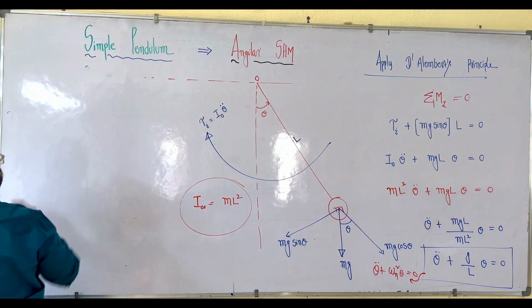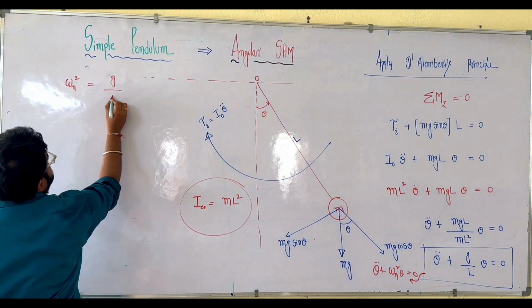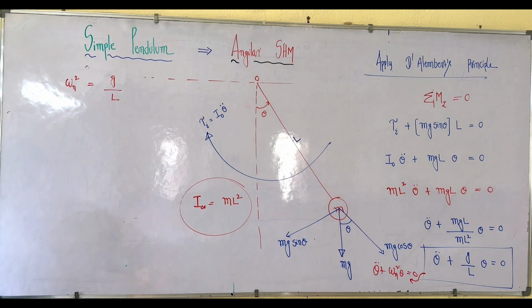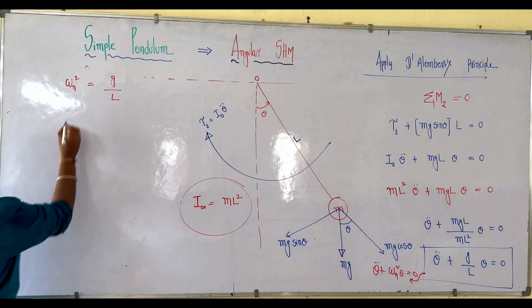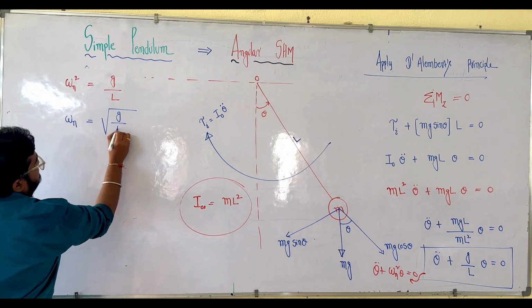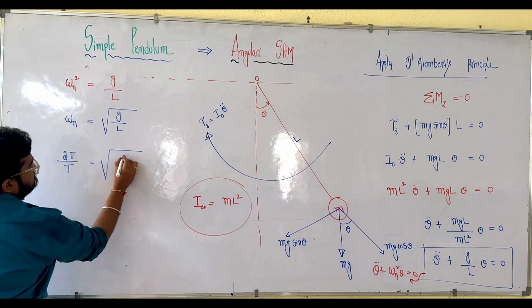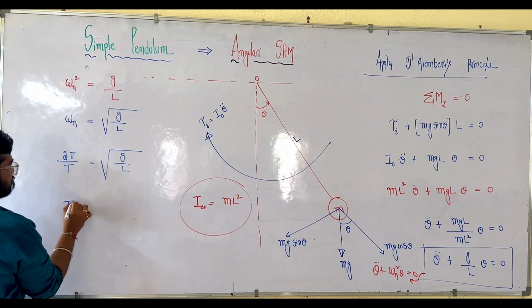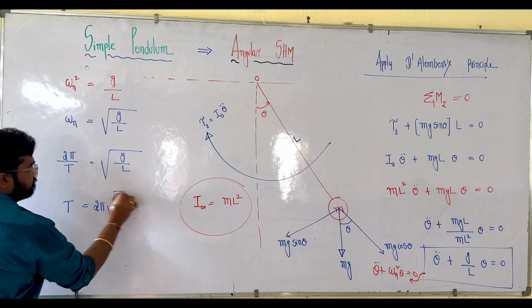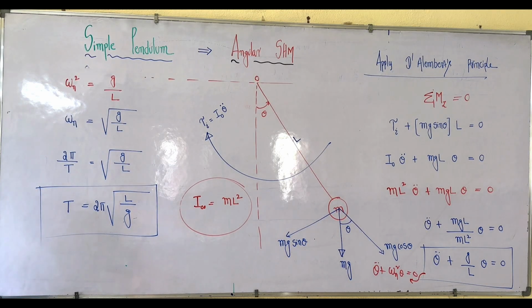Omega n square equal to how much? g by L. Omega n equal to how much? Square root of g by L. 2 pi by T equal to square root of g by L, so T equal to 2 pi square root of L by g. This is the time period of oscillation of a simple pendulum. Clear?